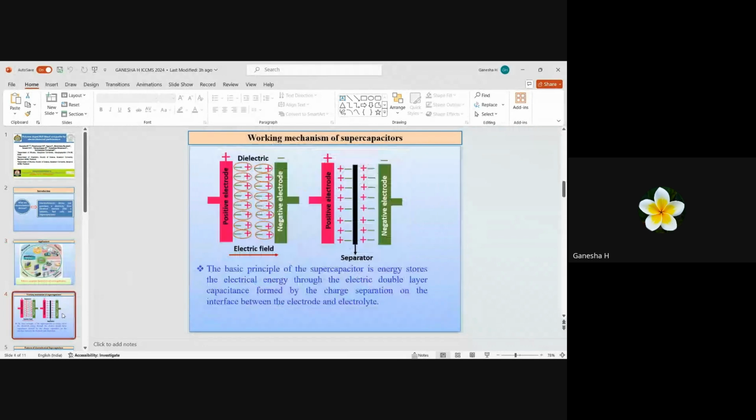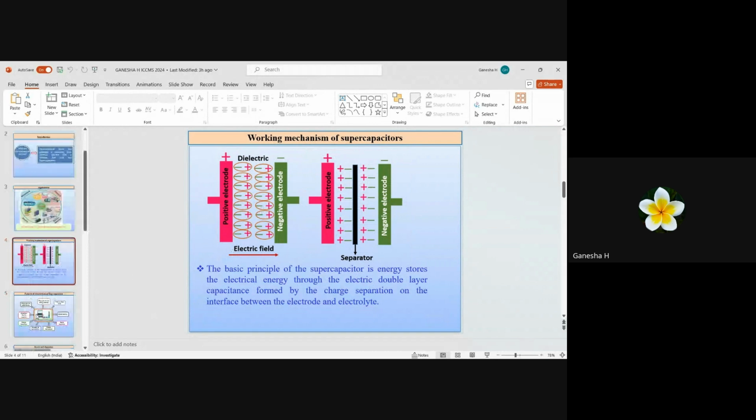This is the working mechanism of a supercapacitor. A supercapacitor mainly works between the electrodes. The basic principle of a supercapacitor is to store electric energy through the electric double layer capacitance formed by the charge separation at the interface between the two electrodes in the presence of electrolyte.